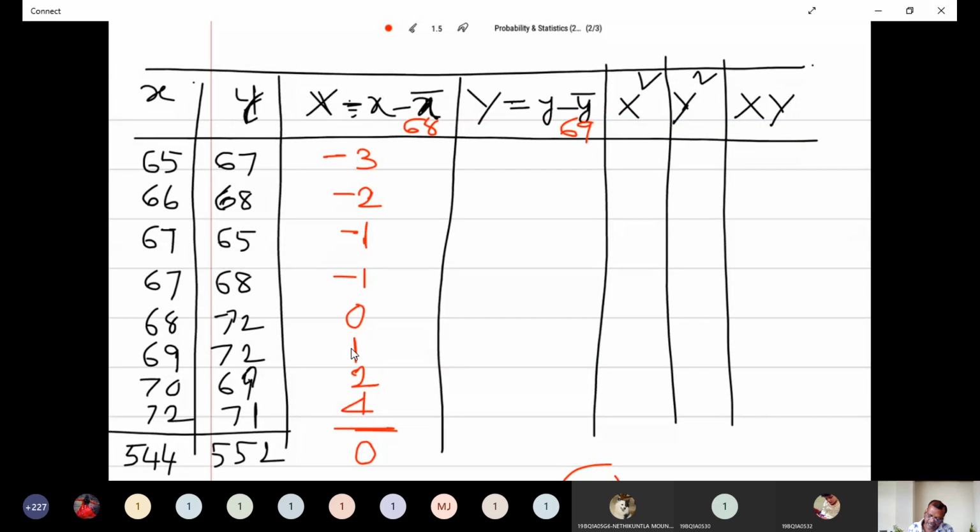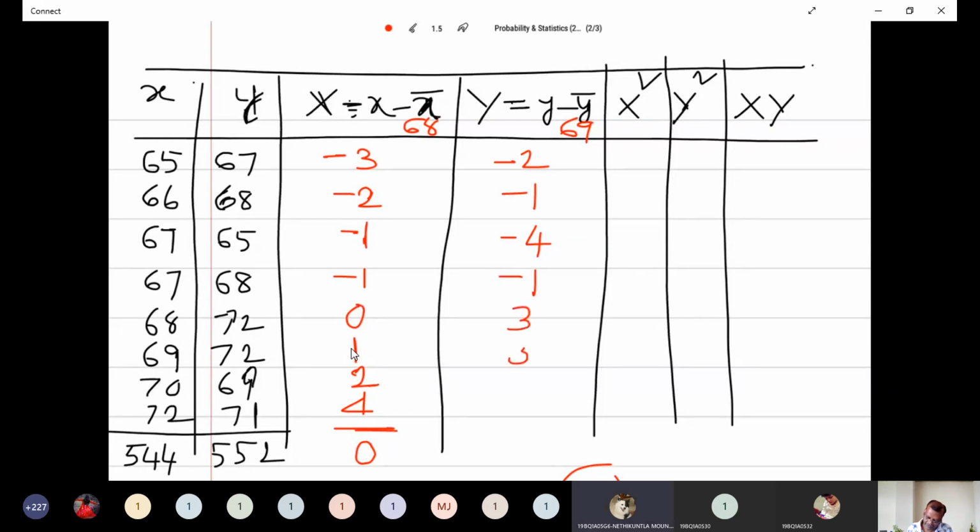Now, 67 minus 69 is minus 2. Minus 2. Then 68 minus 69 is minus 1. Then minus 4. Then minus 1. Then 72 minus 69 is 3. 3.